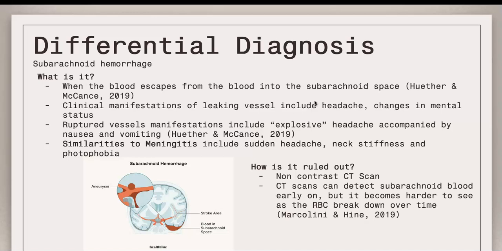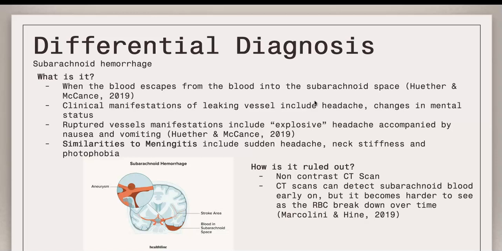Subarachnoid hemorrhage can resemble meningitis in many ways. Some overlapping symptoms are going to be the sudden onset headache, neck stiffness, and photophobia. How is it ruled out? It's ruled out by a non-contrast CT scan. That is the initial diagnostic tool.